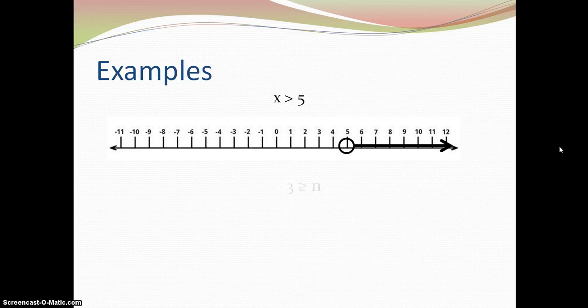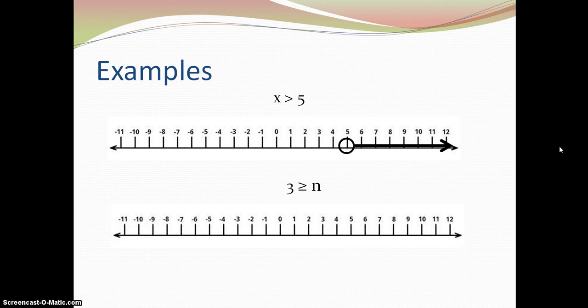Now let's take a look at another one. We have 3 is greater than or equal to n. So on our number line, we're going to locate the number 3. Now this says or equal to, so we're going to do a solid closed circle because we're now including the number 3. Now if you look at them, the inequality symbols are pointing in the same direction, but when I go to graph my arrow, I'm actually going to do it to the left.